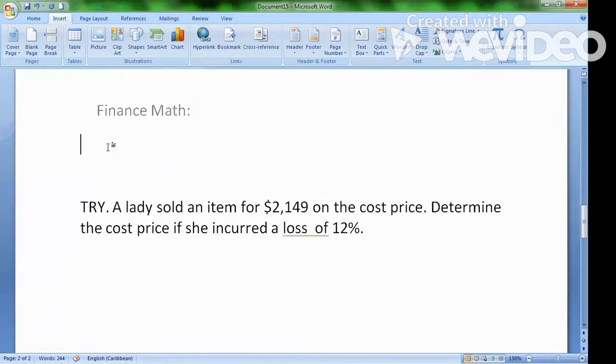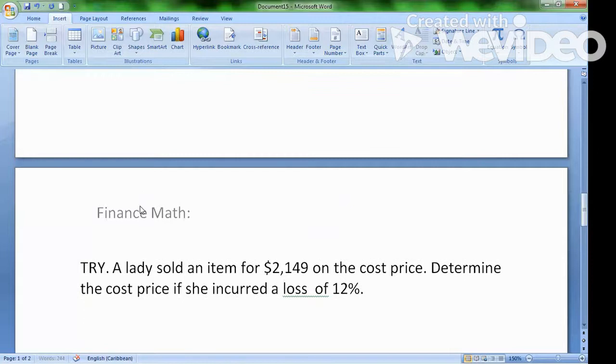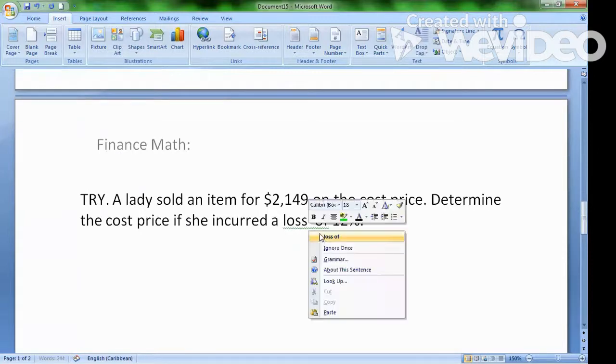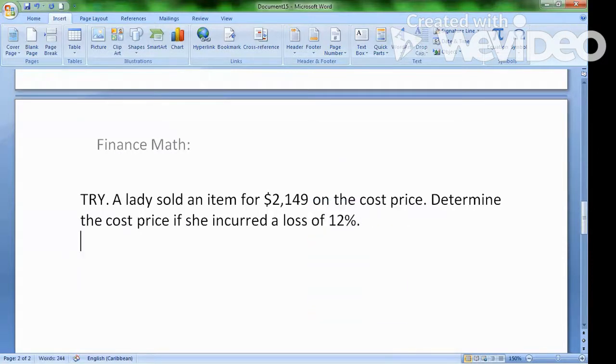All right, who wants to take on this one? Tell me what you get. Don't be shy. Come on, talk to me. So I got 1,891.12. Yeah. Anybody else get anything else? How much did you get? 1,000? Okay. 891.12.